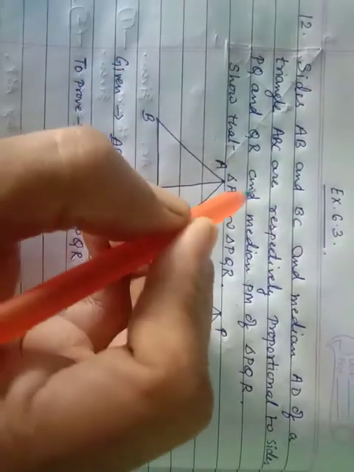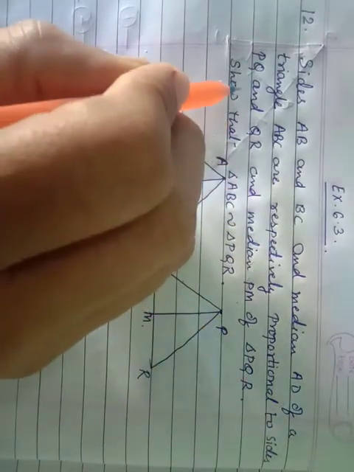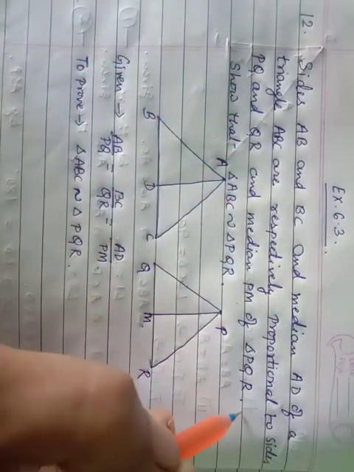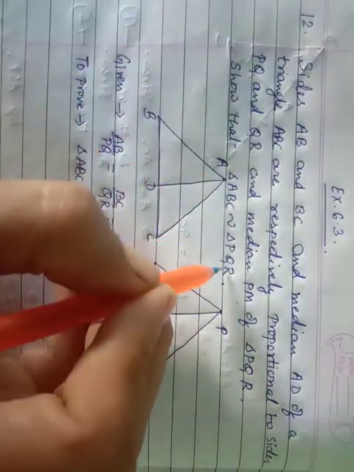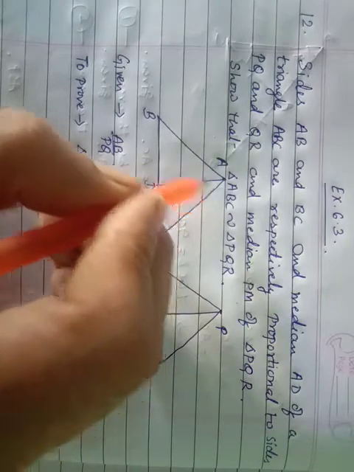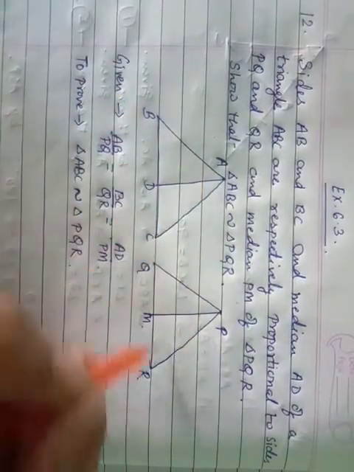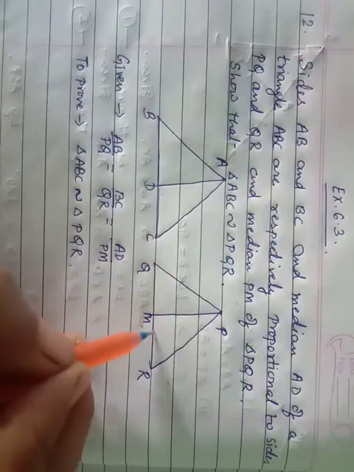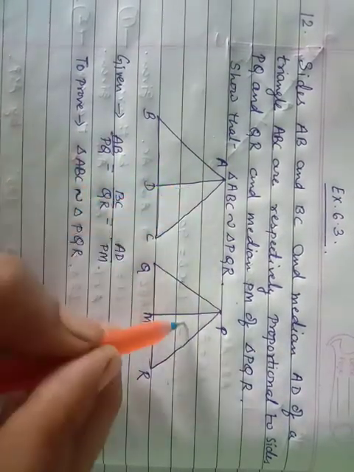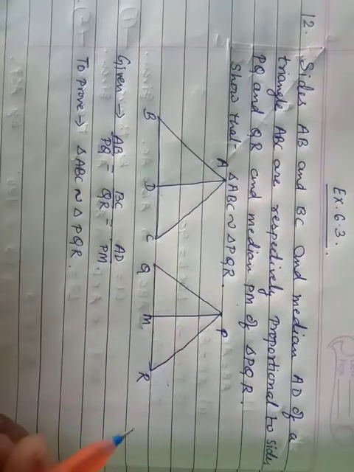Question 12, exercise 6.3. Sides AB and BC and median AD of a triangle ABC are respectively proportional to sides PQ and QR and median PM of triangle PQR. Show that triangle ABC is similar to triangle PQR. So you can see triangle ABC, triangle PQR, sides AB and BC are proportional to PQ and QR and median AD is proportional to PM.